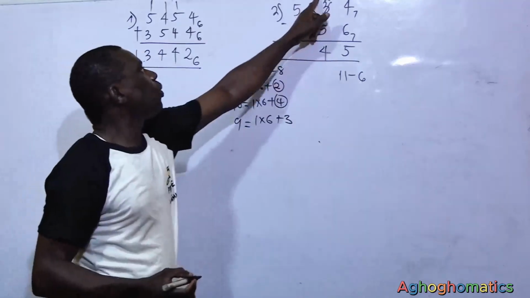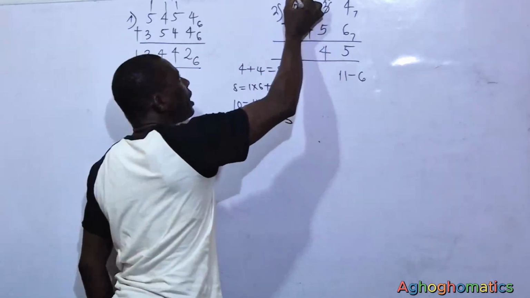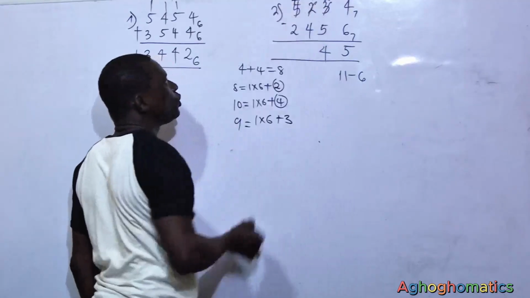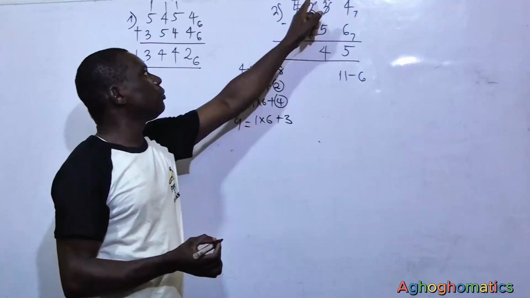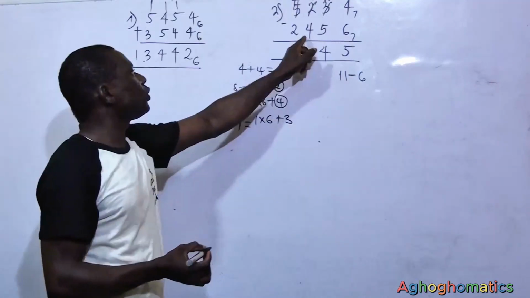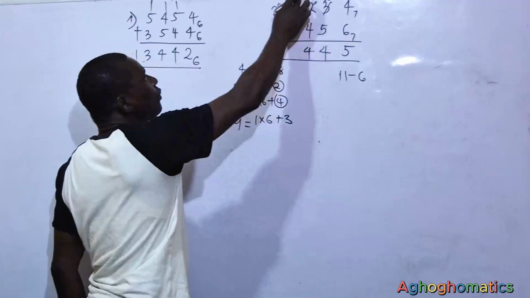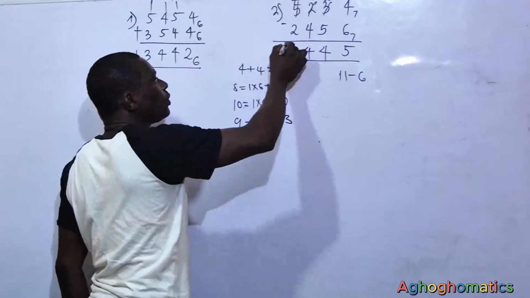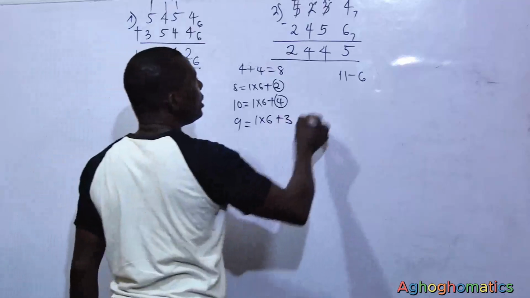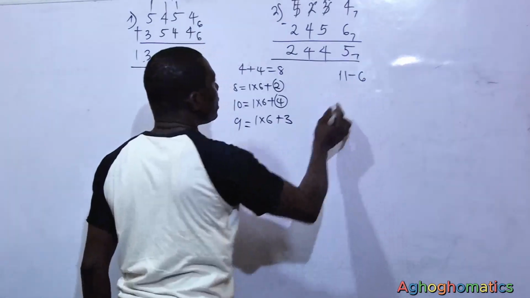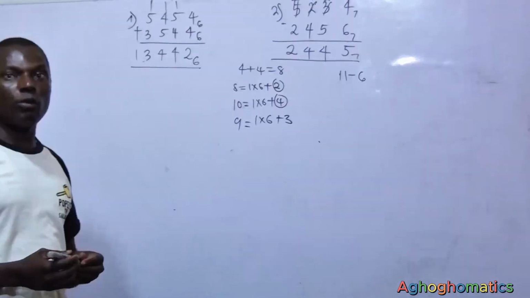Then here, 1 minus 4 is not possible, so we have to borrow from 5. Once we remove 1 from 5, it is reduced to 4. Then that one represents 7. 7 plus 1 is 8. 8 minus 4 gives 4. Here, 4 minus 2 is possible, so the result is 244 in base 7. So always indicate the base. This is how to carry out addition and subtraction in number base.